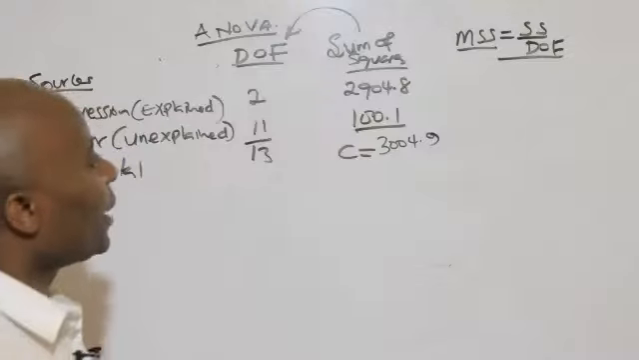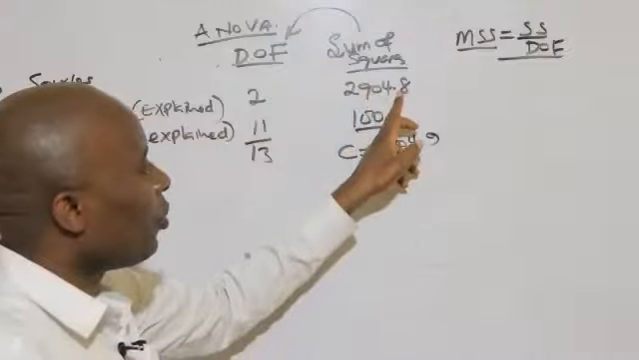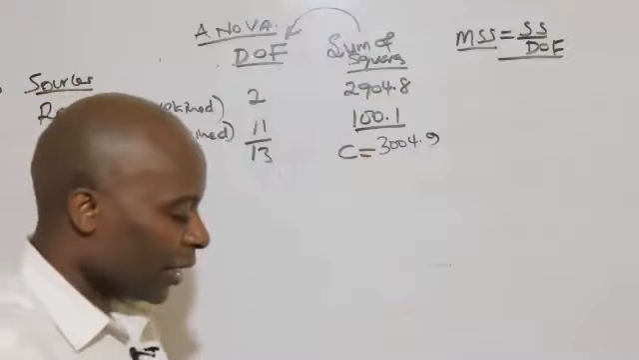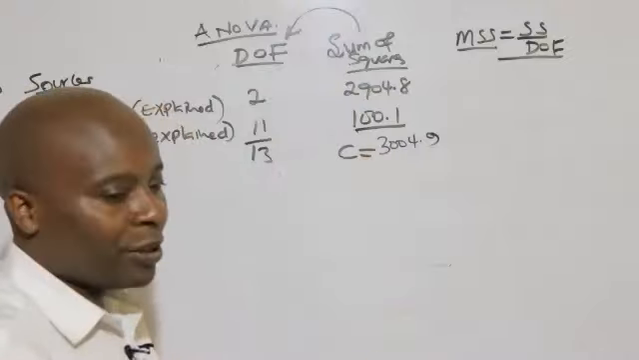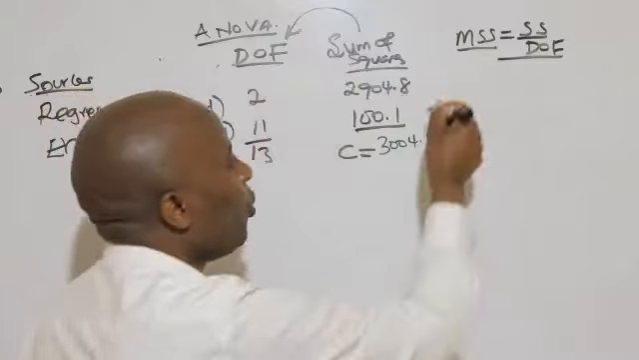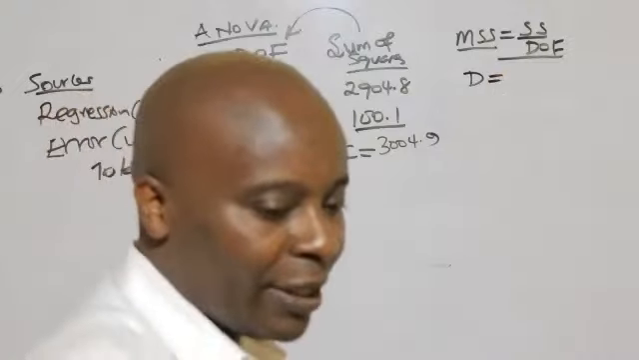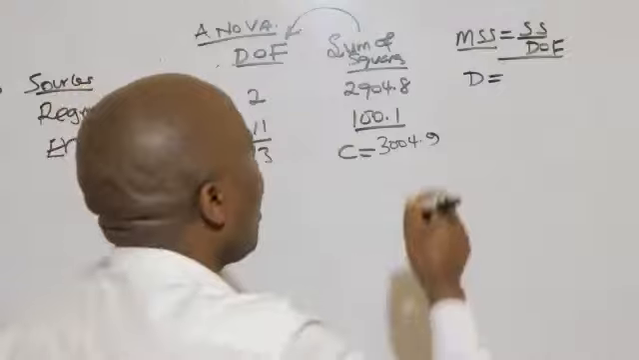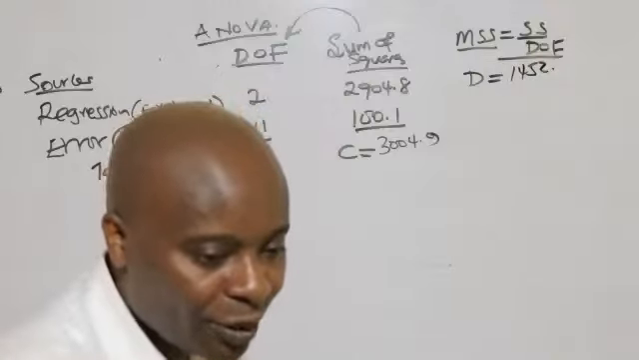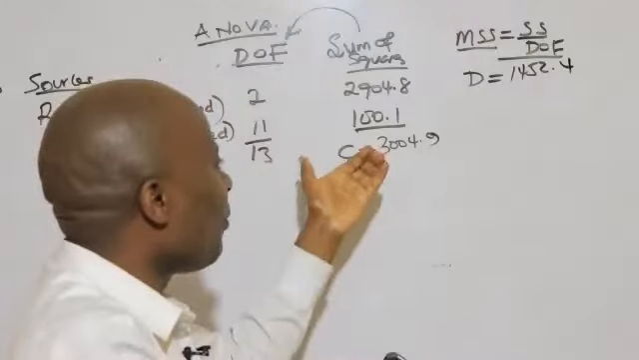So we have here the mean sum of squares. It is sum of squares divided by degrees of freedom. So you take 2904.8 divided by the corresponding. The first one, which is D, which is missing, will be 2904.8 divided by 2, which gives us what figure? So D equals, I'm waiting for your figures. I'm being given a figure here by John again, 1452.4.